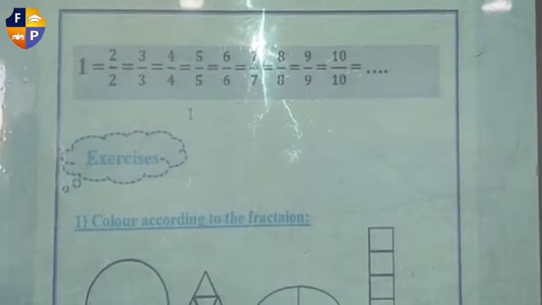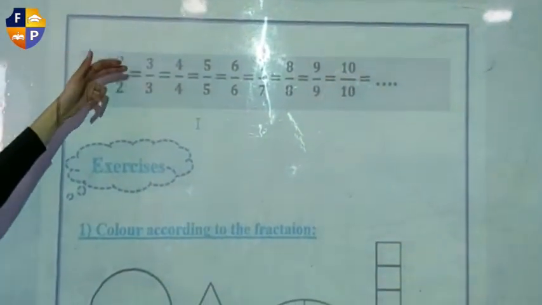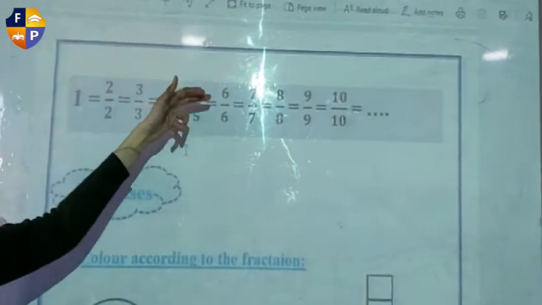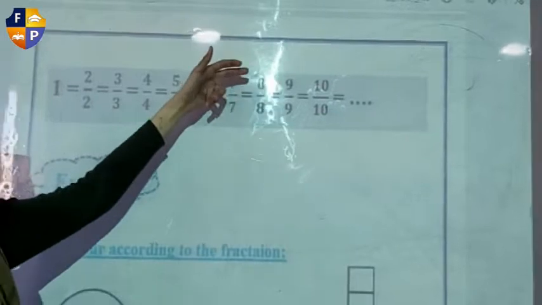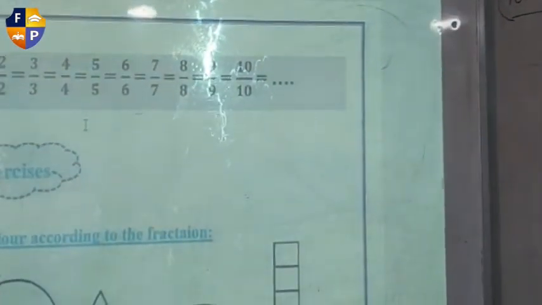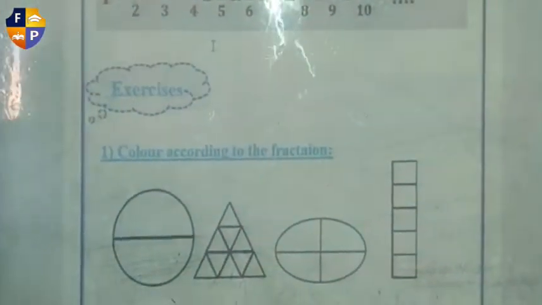At the end, we can explain that 1 whole equal 2 over 2, 3 over 3, 4 over 4, 5 over 5, 6 over 6, 7 over 7, 8 over 8, 9 over 9, 10 over 10, any number over itself, 11 over 11, and so on.